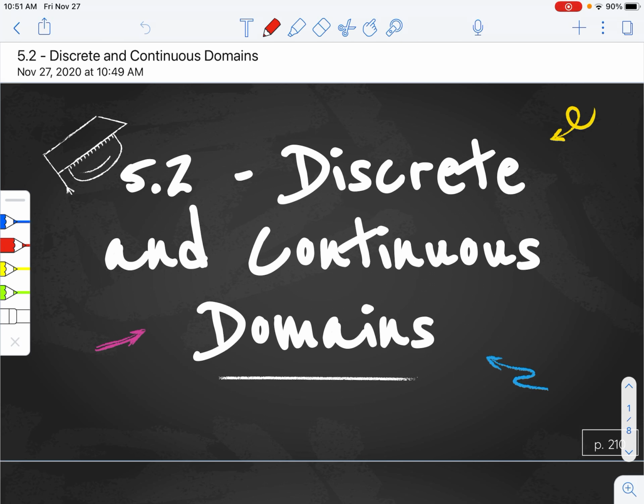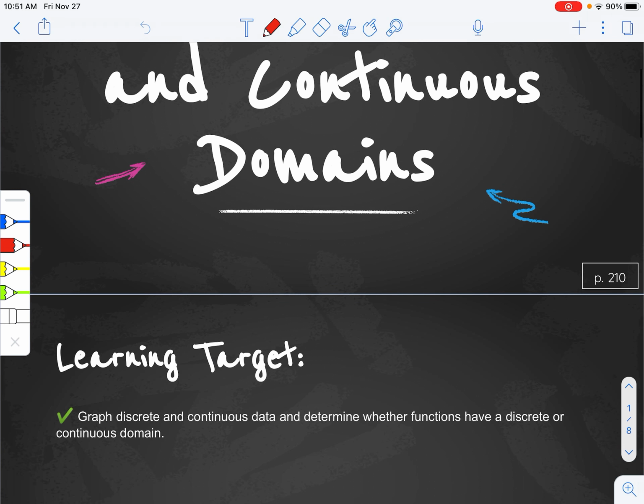All right, hello everybody. Today we're going to be looking at section 5.2, and it's called Discrete and Continuous Domains.